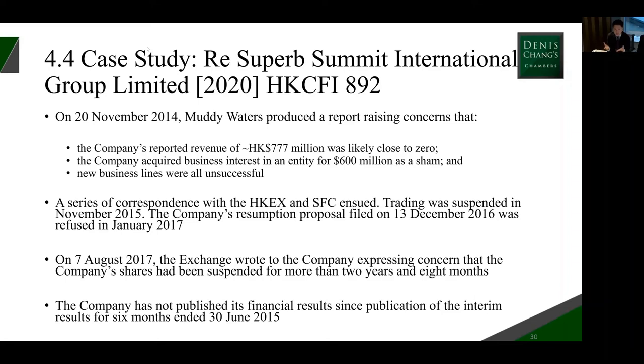for those listed companies which have in recent years been suspended from trading, and it ended up in a delisting decision. And in this case, the company went through the listing committee stage as well as the review stage by the listing review committee. It then commenced judicial review against two decisions. The first decision is the cancellation decision by the listing committee, and the second decision is that of the listing review committee upholding the cancellation decision. And in this case, Mr. Justice Harris gave judgment, refusing leave to apply for judicial review.